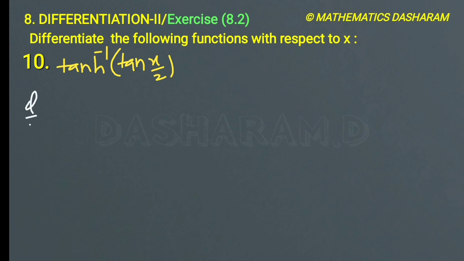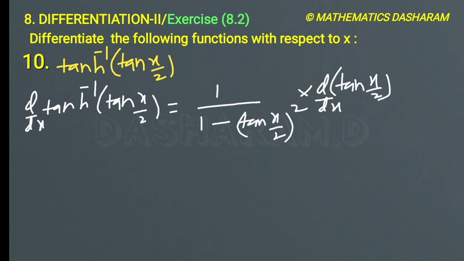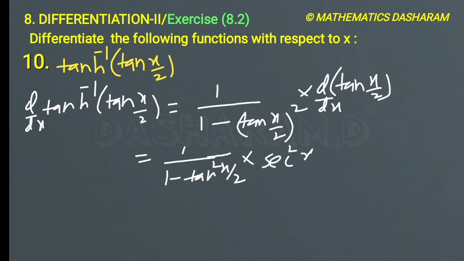Tenth question, tan h inverse tan x by 2. So the derivative of tan h inverse tan x by 2 equals, the derivative of tan h inverse x formula is 1 by 1 minus x square. So 1 by 1 minus the x value tan x by 2. Next, do the derivative of another function, that is tan x by 2. Then it equals 1 by 1 minus tan square x by 2 into the derivative of tan x formula, which is secant square x. So here the x value is x by 2. Next, one more function, that is x by 2.